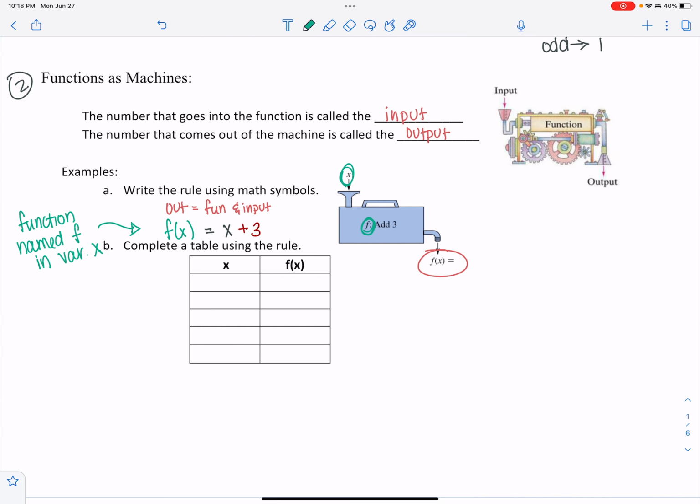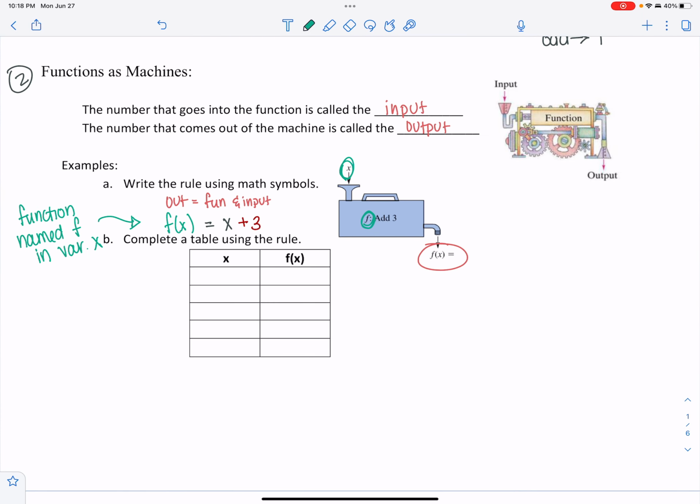Now we're going to use that same function and create a table of just whatever input values we want. So I'm going to just pick some inputs: 0, 1, 5, 10, and 13. If I were to take 0 and put it into my machine, it's going to add 3. Well, 0 plus 3 is going to give me an output of 3.